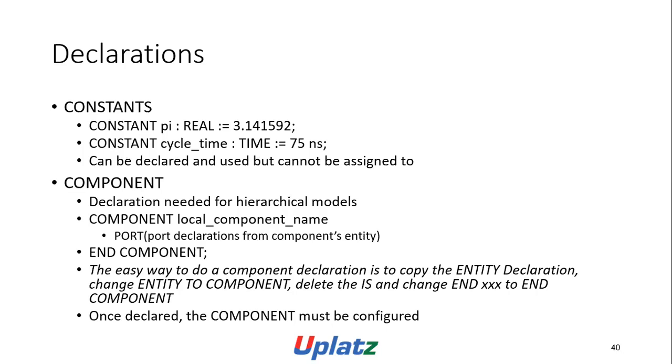Constants: pi real 3.141592. Constant cycle_time 7.9 nanoseconds can be declared and used, but cannot be assigned to.